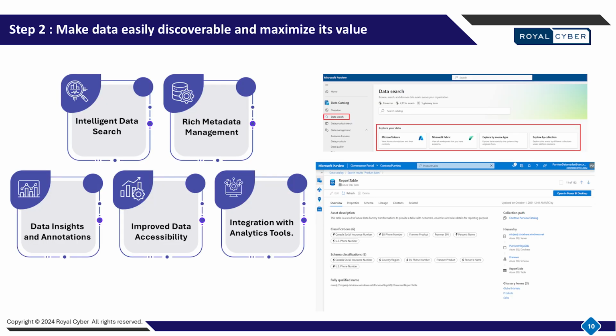Once your data is mapped, the next step is to make it easily discoverable, right? So Purview has really good intelligent data search and rich metadata management experience, which helps the team quickly find the data they need. And most importantly, it's not just the finding but understanding the context behind it. By making data easily accessible and understandable with the help of context, you empower your teams to make informed decisions. It really helps to turn that raw data into a valuable asset and therefore drive business outcomes.